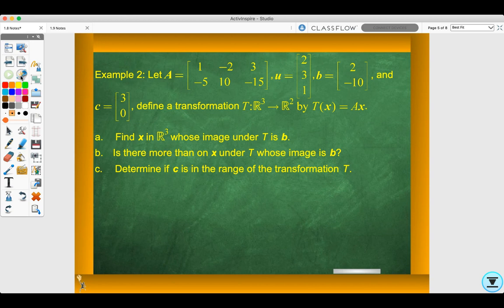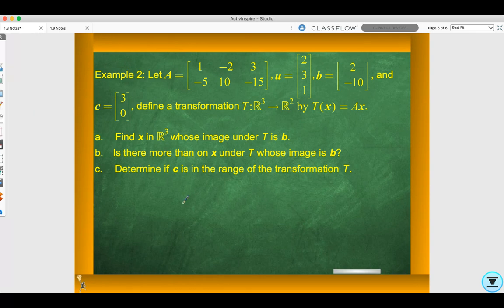Let's look at example 2. Let A be 1, negative 5, 2, negative 2, 10, 3, negative 15, u be 2, 3, 1, b be 2, negative 10, and c be 3, 0. Define a transformation T from R3 to R2 by T(X) equals AX. A, find X in R3 whose image under T is b. B, is there more than one X whose image under T is b? And C, determine if c is in the range of the transformation T.